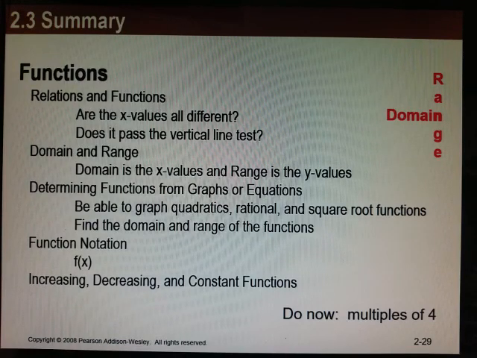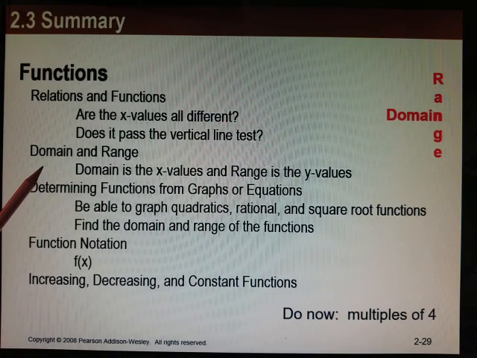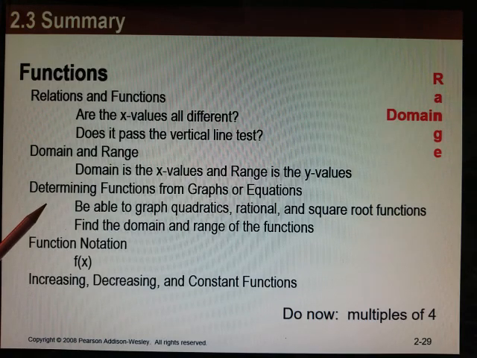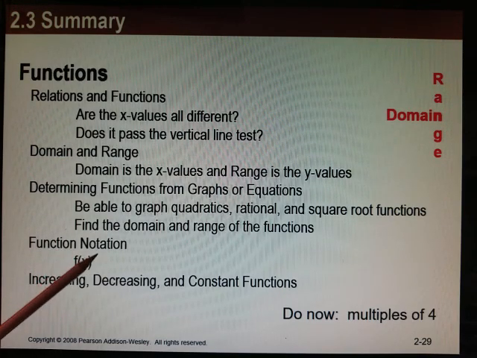All right, and that summarizes our notes at this point. So remember, for it to be a function, you ask, are the x's all different? For a graph, does it pass the vertical line test? Domain is the x's, range is the y's. Be able to make our graphs: y equals x squared, y equals x cubed, cube root, square roots. Function notation's a big old fancy f of x. Increasing, decreasing, constant. I want to know where the x values change. And that ends our 2.3.